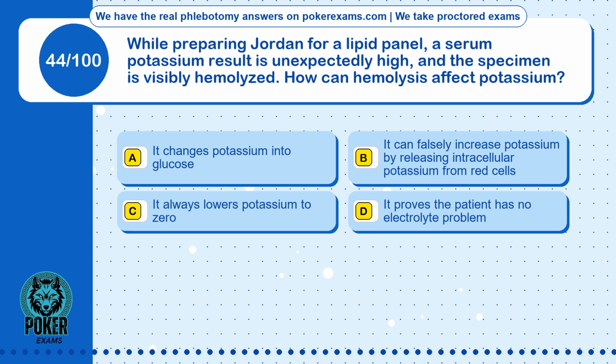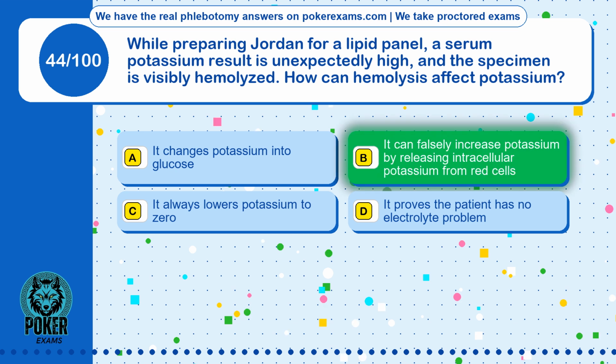Question 44. While preparing Jordan for a lipid panel, a serum potassium result is unexpectedly high, and the specimen is visibly hemolyzed. How can hemolysis affect potassium? Option A. It changes potassium into glucose. Option B. It can falsely increase potassium by releasing intracellular potassium from red cells. Option C. It always lowers potassium to zero. Option D. It proves the patient has no electrolyte problem.